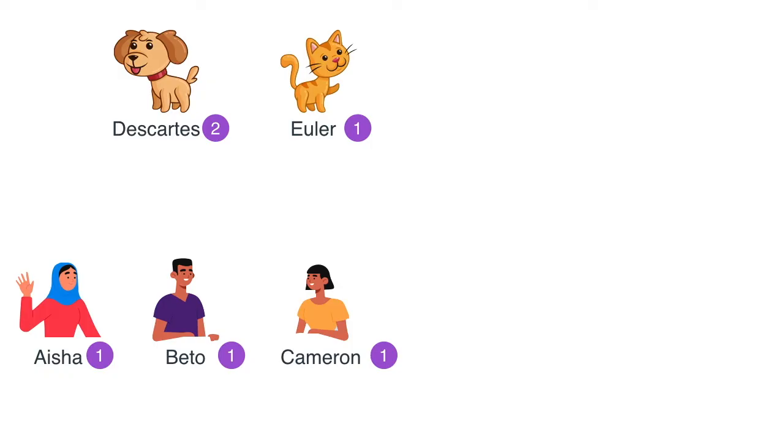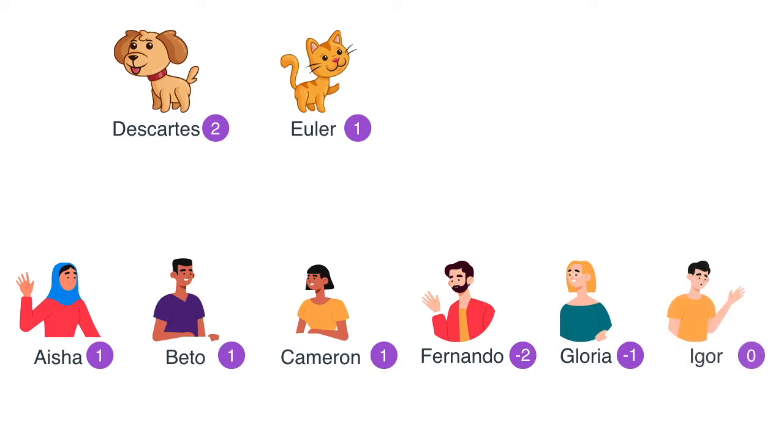And to make this more clear, actually let's assume that more friends come over. So we have Fernando, Gloria, and Igor. And we also have more pets. This duck called Hypatia comes in. That's our extended cast. Now here's the deal.